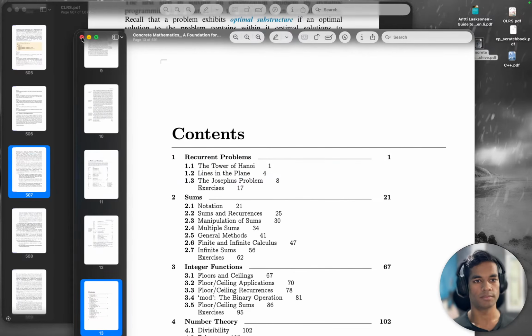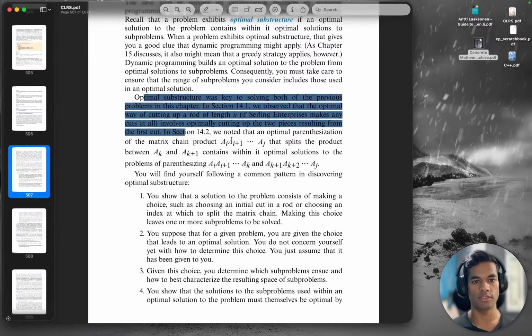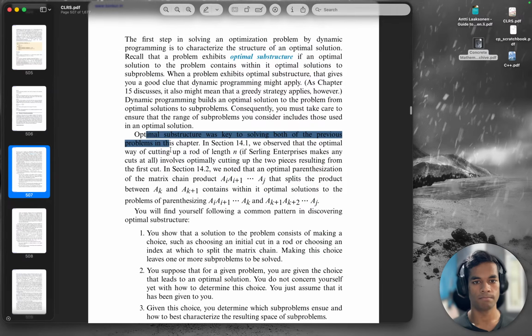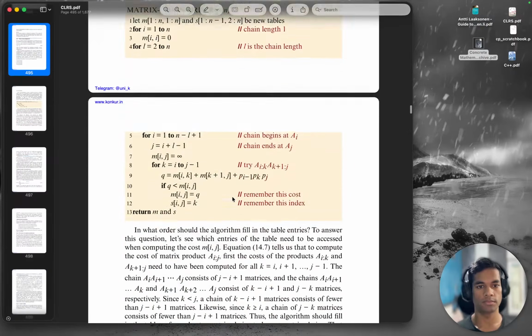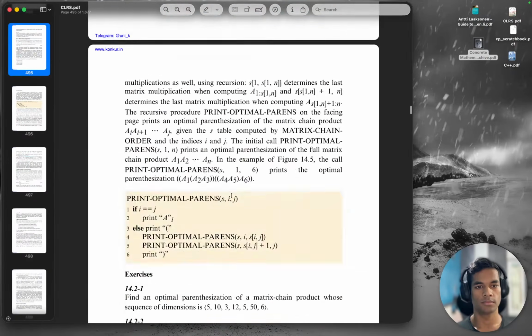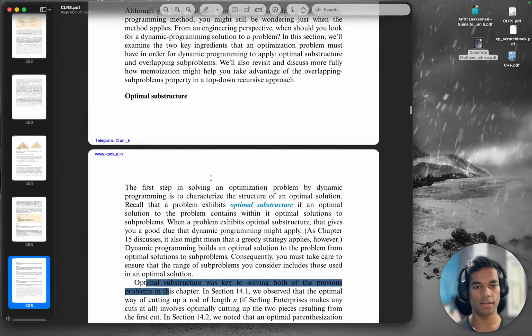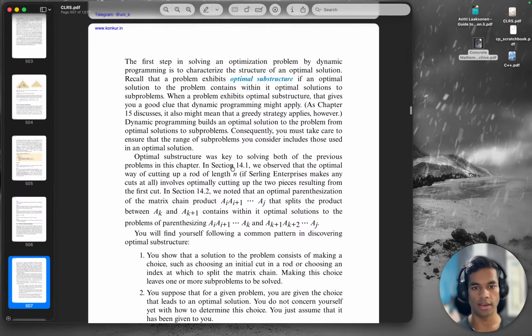Now back to this thing, optimal substructure, and I messed up. These lines are links. So if I click on something like this, I go to that page.